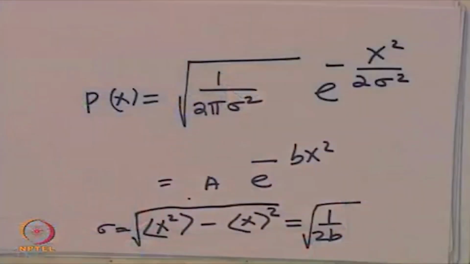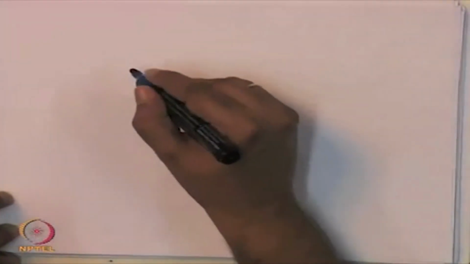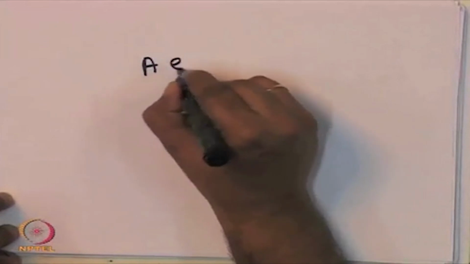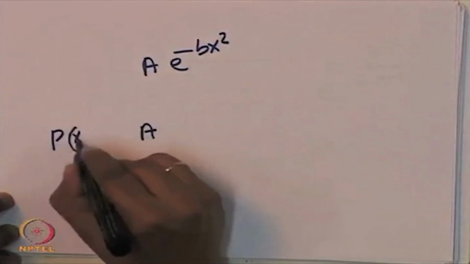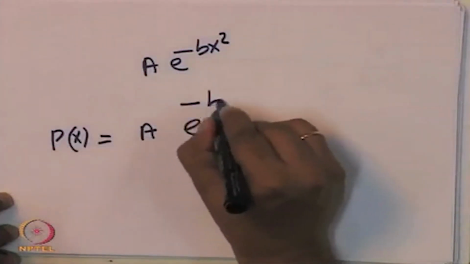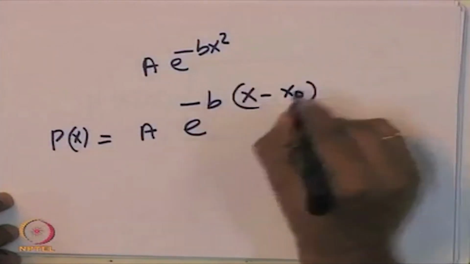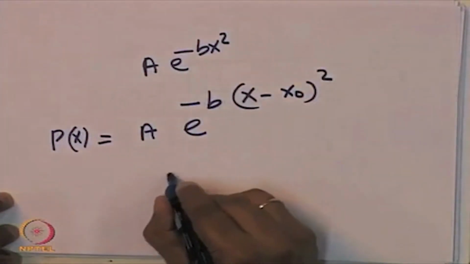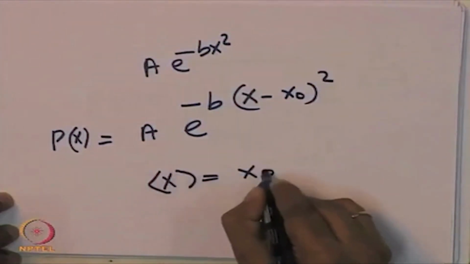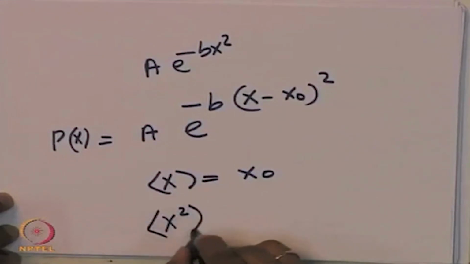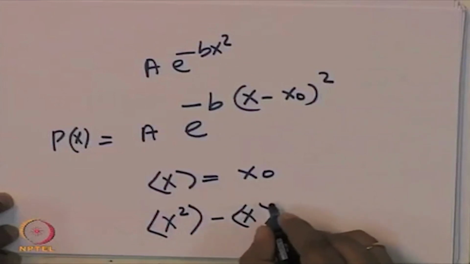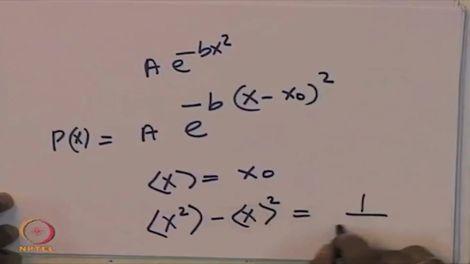Now, the function we took was a e power minus b x square. If you had taken the function P of x is equal to a e power minus b times x minus x 0 whole square, you would have got the same answer, except x average you would have got x 0, and x square average minus x average square you would have got 1 over 2 b.